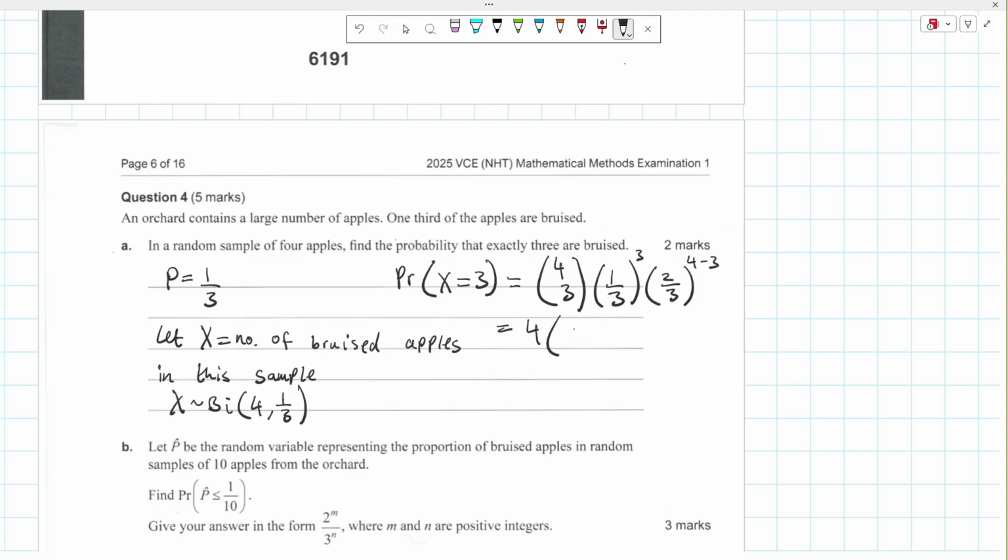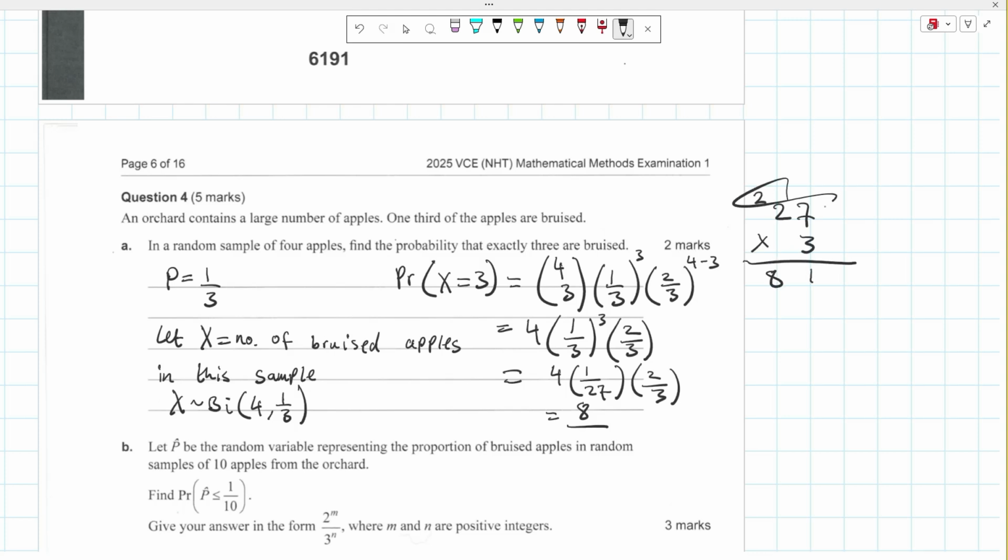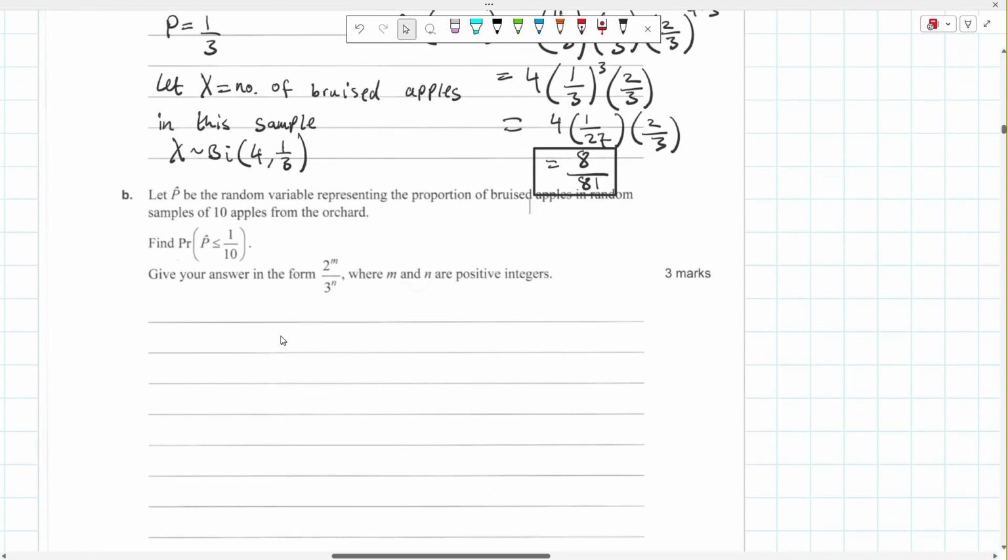So 4 times 1/3 cubed times 2/3. Now, 3 to the power of 3 is 27, so we get 4 times 1 over 27 times 2 over 3. So we get 8 over 27 times 3. Let's find out what that is. That's 81. So we get 8 over 81. Right? That is our final answer for that one.